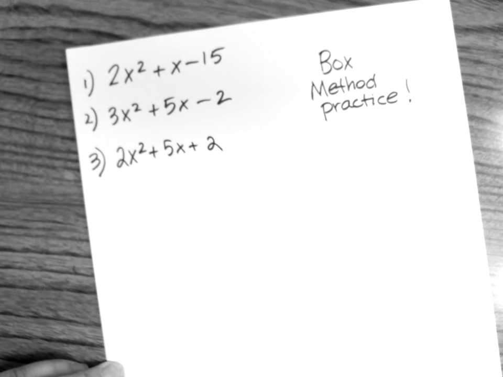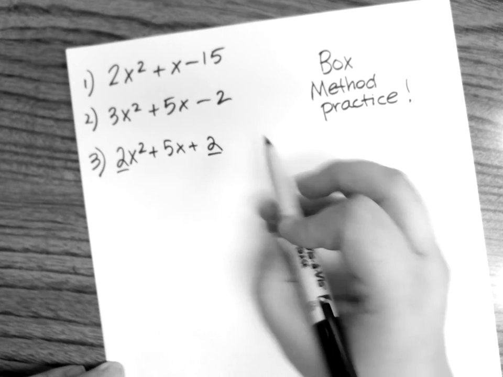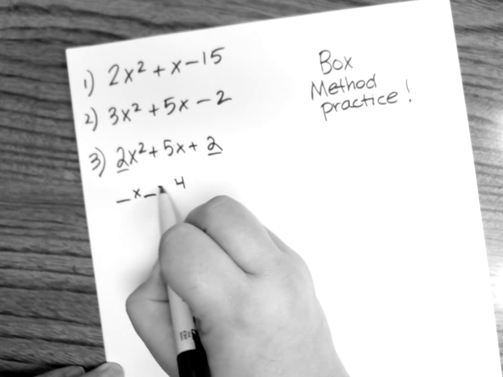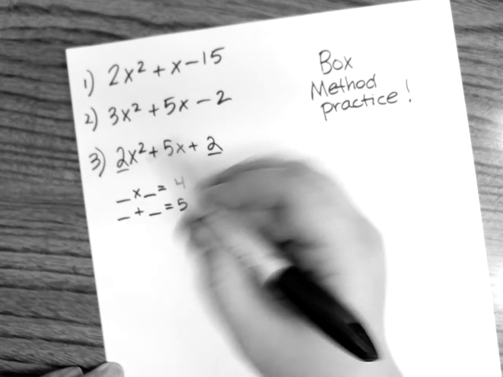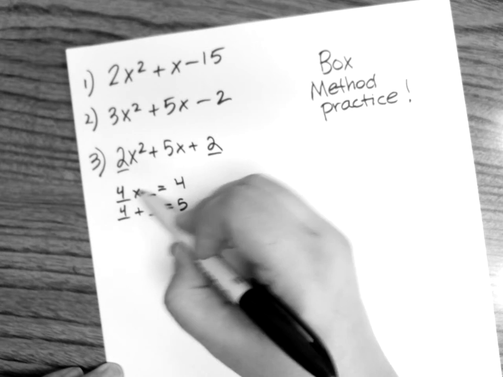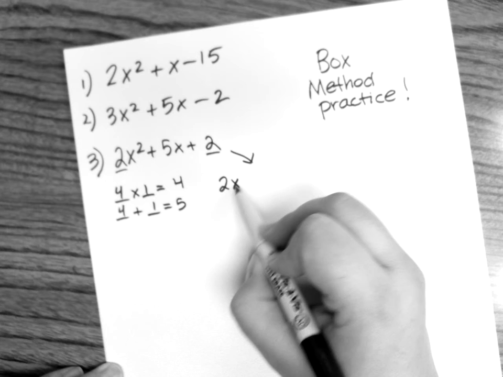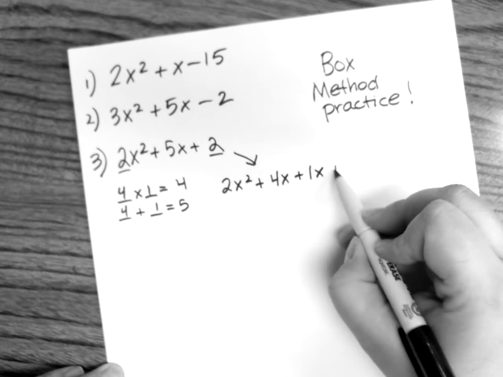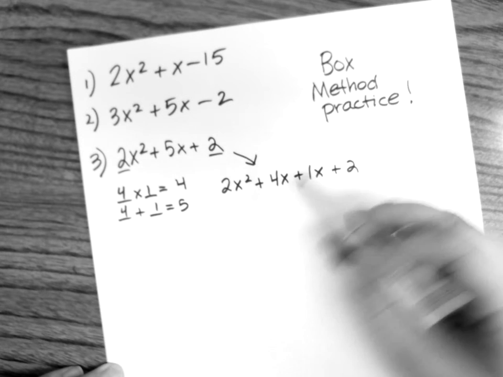Okay, now here I'm going to go ahead and go. First thing I do, multiply 2 times 2. This number and this number, the A and the C. So I have 2 times 2 is 4, and I want 2 numbers that multiply to give me 4 and add to give me 5. That would be 4 and 1. So now I'm going to break this up. 2x squared plus 4x plus 1x. I'm breaking up the middle 5x, that middle term, into 2 terms.